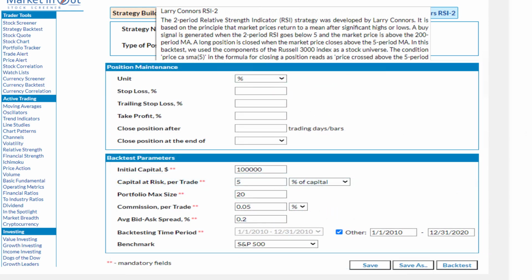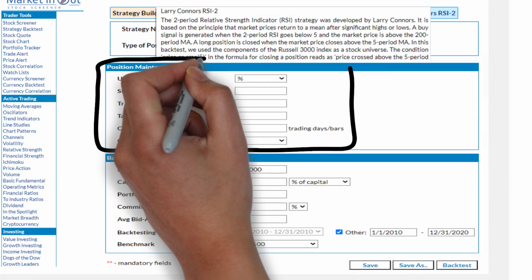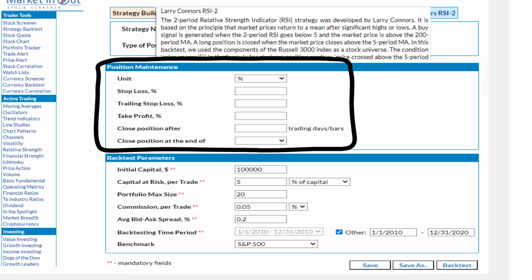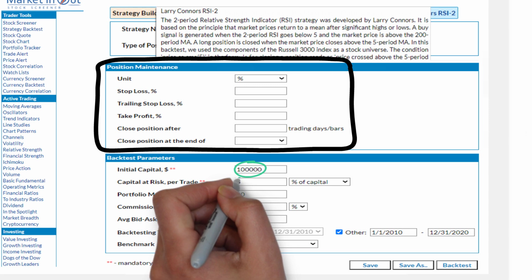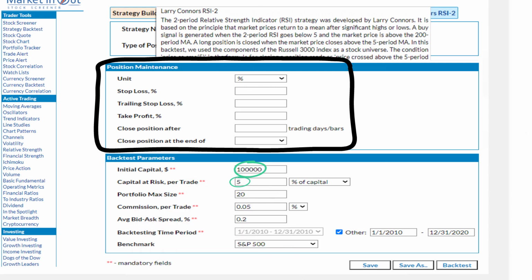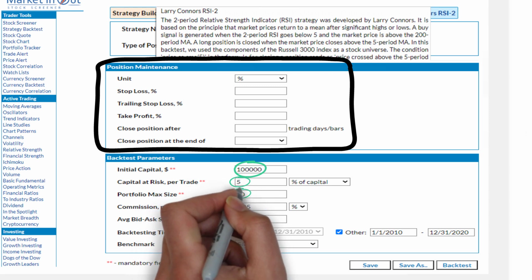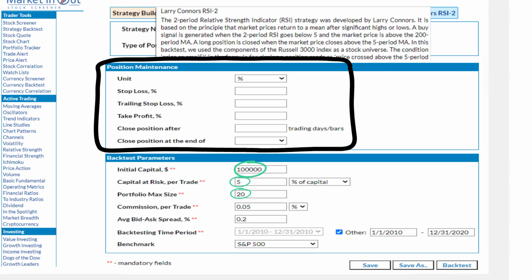In terms of position management on the initial backtest, I did not include any stop loss. I used a starting balance of $100,000 and risked a maximum 5% of capital with a portfolio size of no more than 20 positions. We add commission and spread costs here and then run the backtest. I used the last 10 years to see how the strategy fared.